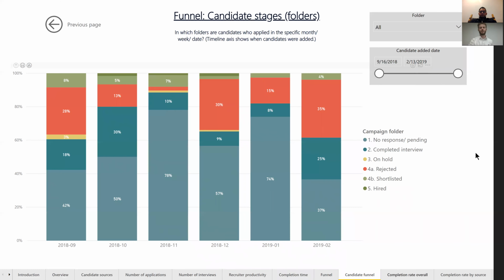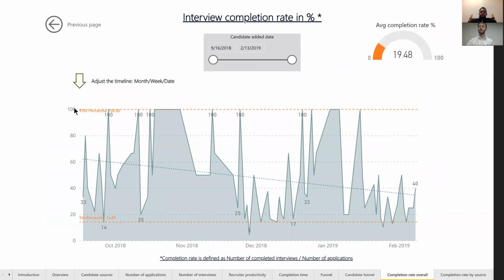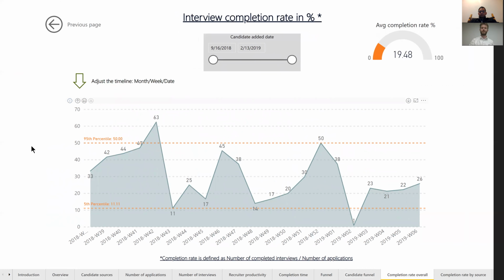And this page is talking about the interview completion rate. And by interview completion rate, we mean out of all the candidates that were added to Talkpush, how many of those candidates actually finished an interview? That is this percentage. That's what we call the interview completion rate. And this is what you can see here. And again, you can adjust the time frame. This is on a weekly basis. So in any given week, how many candidates added in that given week actually ended up completing the interview.